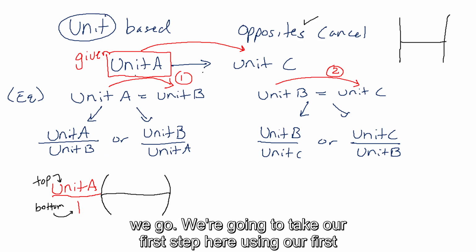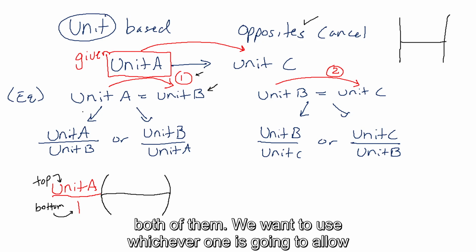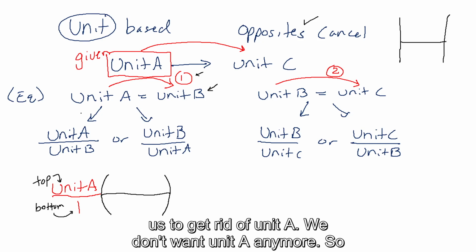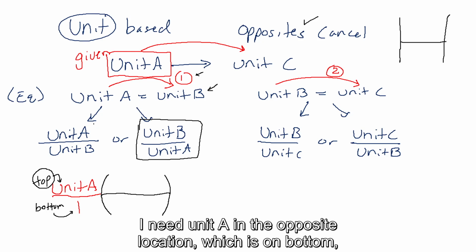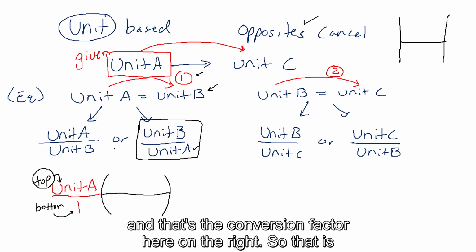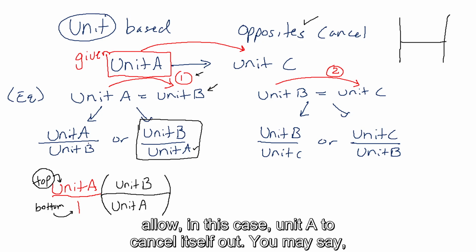So here we go. We're going to take our first step here using our first equality and our two conversion factors. We do not want to use both of them. We want to use whichever one's going to allow us to get rid of unit A. We don't want unit A anymore. So unit A is on top. That means to get rid of it, opposites cancel. I need unit A in the opposite location, which is on the bottom. And that's the conversion factor here on the right. So that is unit A on the bottom and unit B up on top. This is going to allow unit A to cancel itself out.